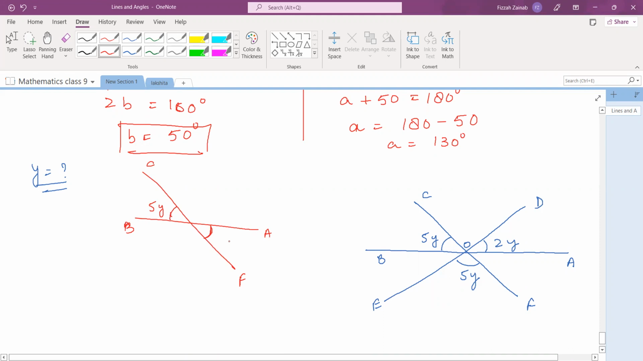Vertically opposite angle theorem says that vertically opposite angles are equal. So if I call it angle 1, then angle 1 is equal to 5y, isn't it? Now similarly, line ED and line CF are intersecting. ED and CF, see in the figure. So this angle 2 is also 5y, vertically opposite angle, right?